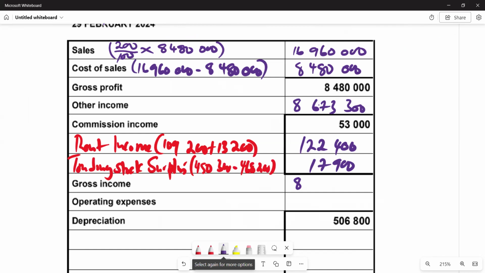Let's try to say, for other income, we can check the total figure that we are getting for other income.